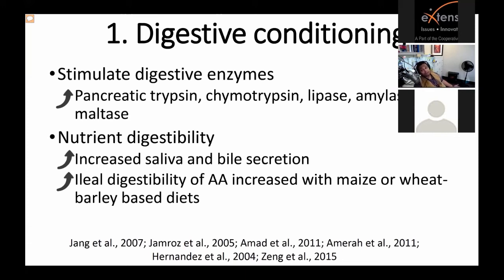It doesn't matter if it is a commercial flock. It could be a backyard flock. It could be a pasture flock. It could be an organic flock. For any flock, we need nutrient digestibility and the absorption of the nutrients to be key in terms of improving the status of essential oils for growth promotional purposes.